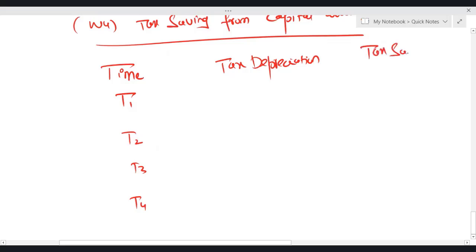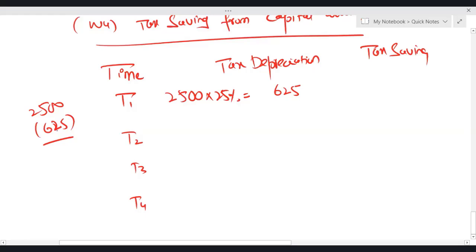Tax saving. So we have ignored 3 zeros. So 2500 into 25%. Let me use the calculator. I'm getting 625. In reducing balance method, what do we do? You will take 2500 minus 625. The net book value is 1875.